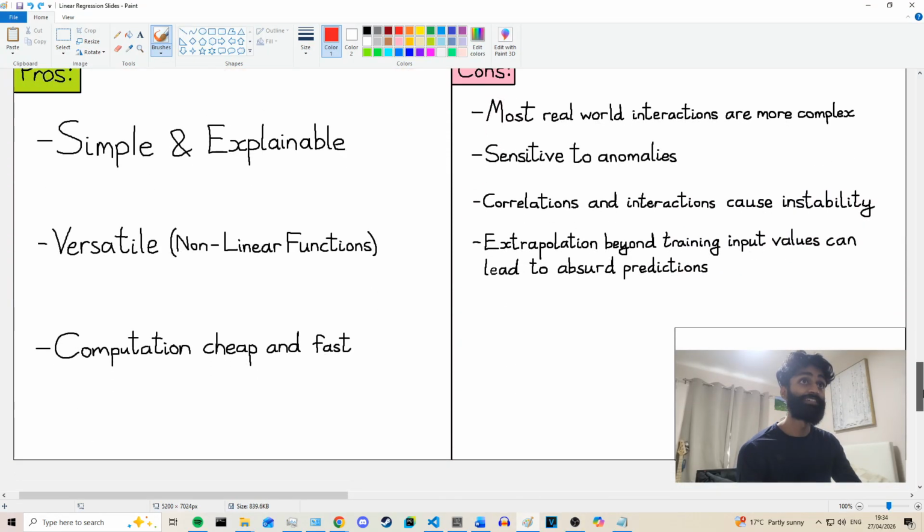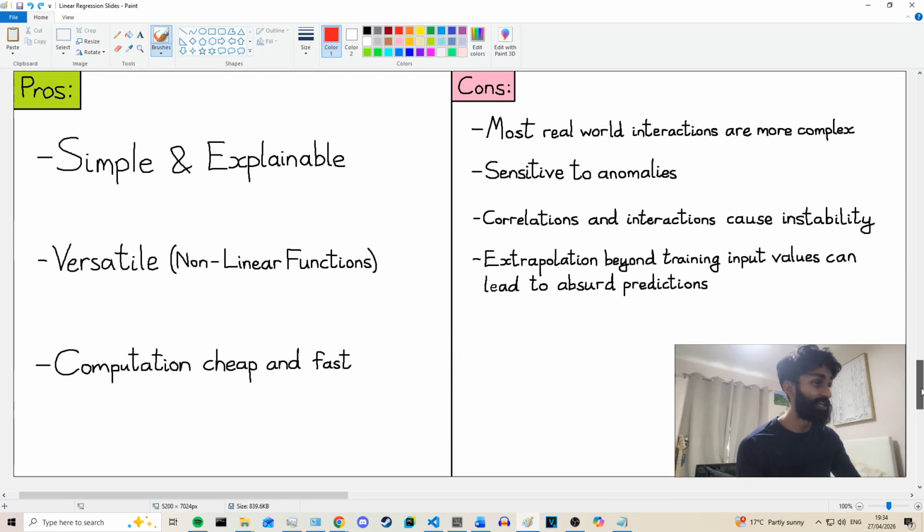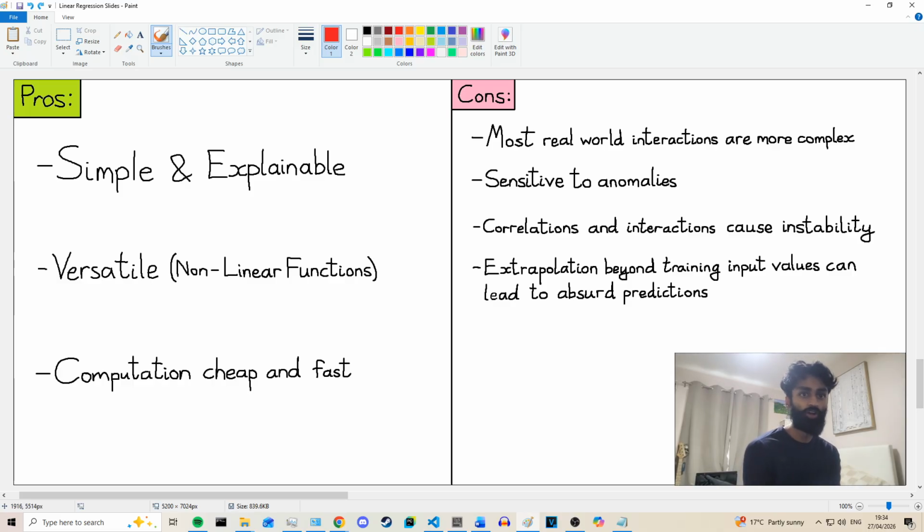But yeah, that's everything on linear regression. So the next video, I'll be going over gradient descent, which is the algorithm used to find the line of best fit and in general, how we train to find the best relationship. So stay tuned for that.